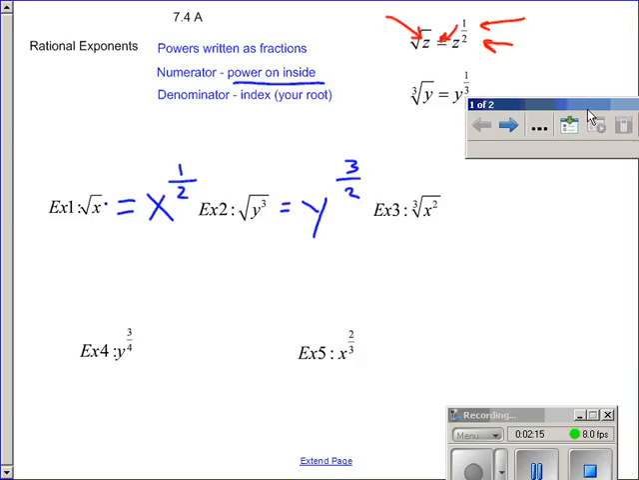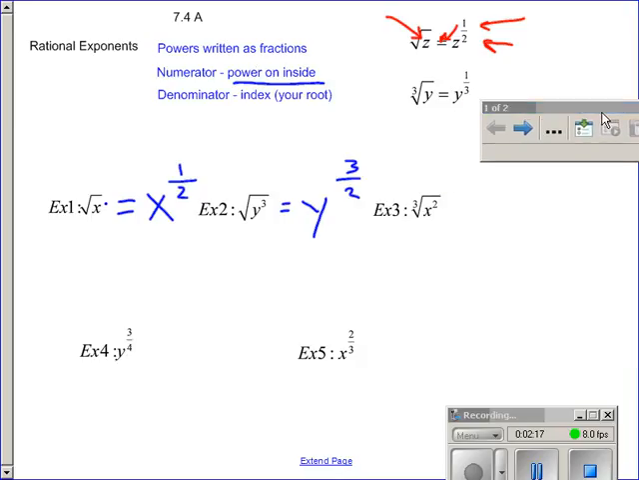Example 3, they want the cube root of x squared. Again, the same process. We're talking about x, and since the power on the inside was 2, the top of the fraction is 2. Since we were getting the cube root, the bottom of the fraction is 3. So the cube root of x squared equals x to the 2/3 power.